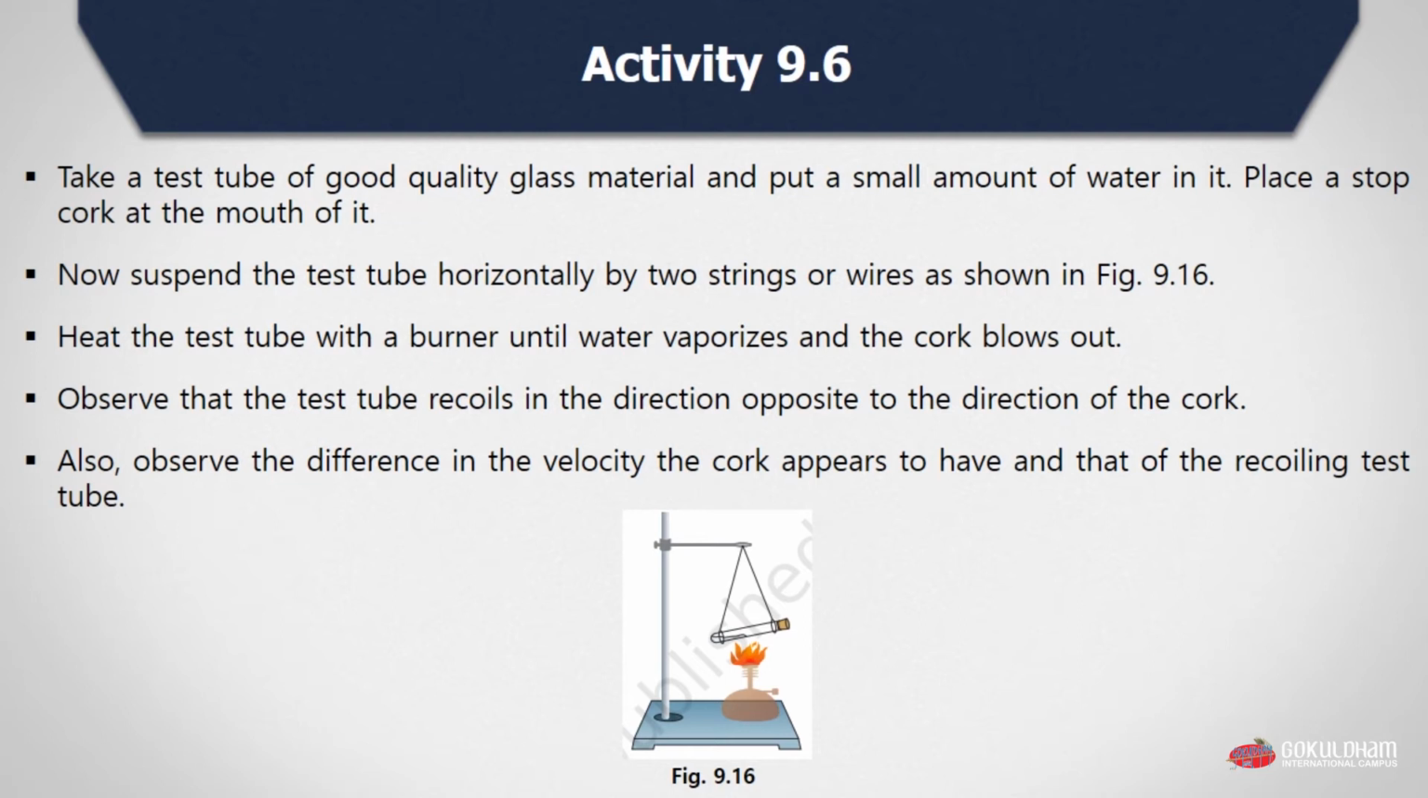Place a stop cork on the mouth of the test tube. Now suspend the test tube horizontally by two strings or wires as shown in figure 9.16. Heat the tube with a burner until water vaporizes and the cork blows out. Observe that the test tube recoils in the direction opposite to the direction of the cork. Also observe the difference in the velocity the cork appears to have and that of the recoiling test tube.